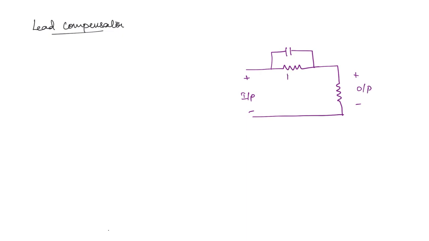If you take these resistors to be R1, R2 and the capacitor, say the capacitance is C, then what will be the transfer function? This is output by input. So we will take voltages only, Vi, and this is V0. What will be V0 by Vi according to the voltage division rule? It is going to be R2 divided by the sum of this impedance and this impedance.